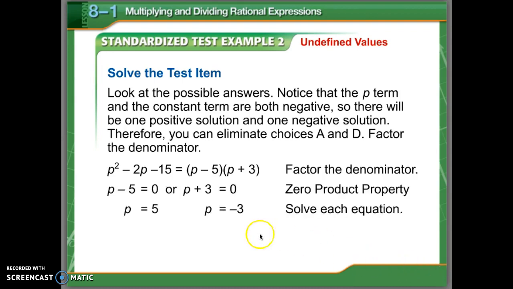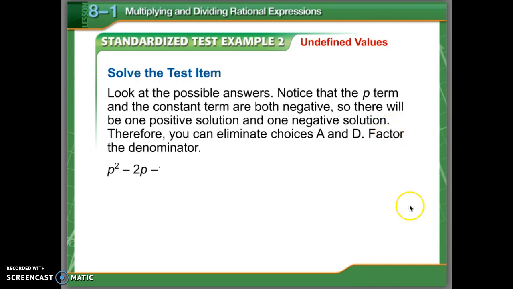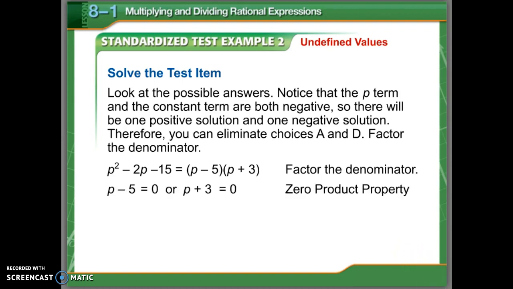So when we factor p squared minus 2p minus 15, you should quickly recognize that the two factors are negative 5 and 3. So p minus 5 and p plus 3. 5 would make this piece equal to 0, and negative 3 would make this piece equal to 0. So our two answers are 5 and negative 3. And that was choice B, if you didn't remember what the original choices were.